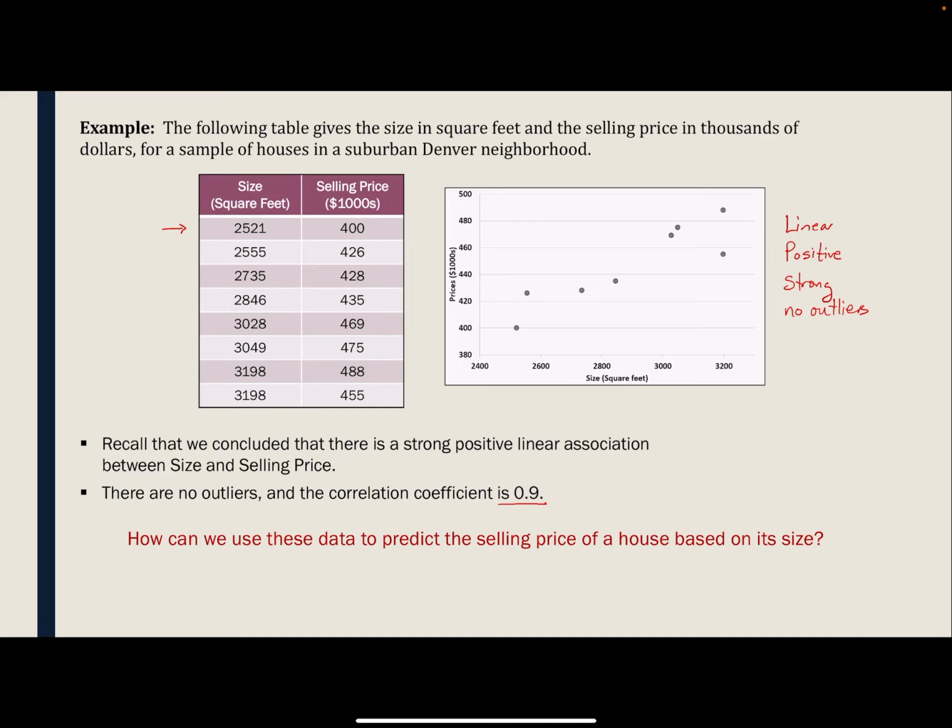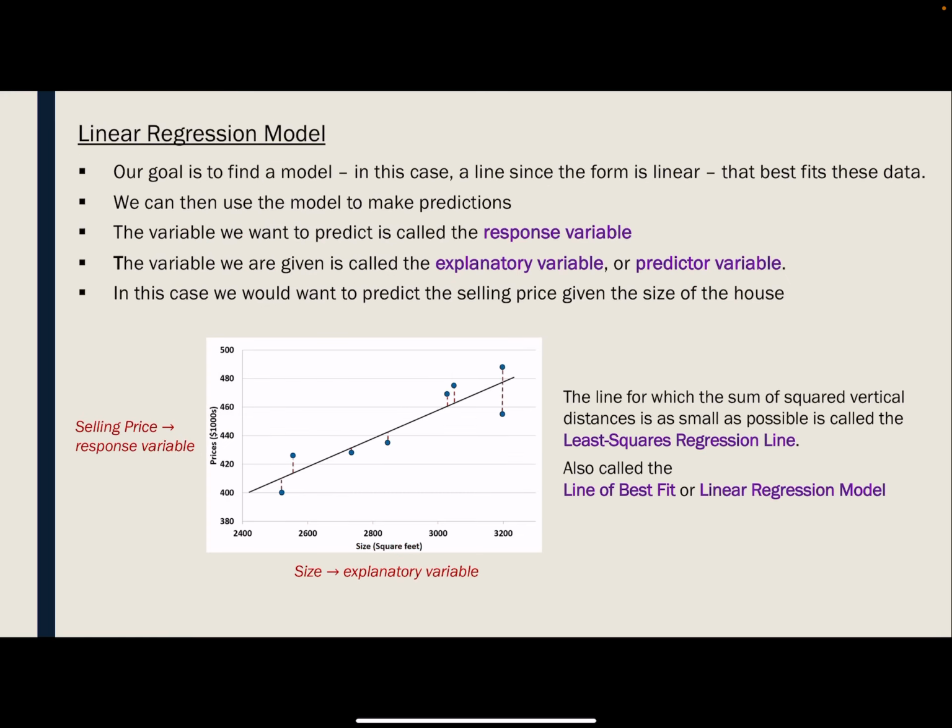So now that we have the relationship between these two variables with our actual data, we want to be able to use these data to predict the selling price of a house based on its size. And if we want to predict something, then we need a model. So since the form of our relationship is linear, it makes sense that our model is also going to be a line.